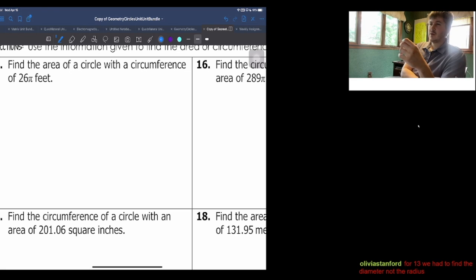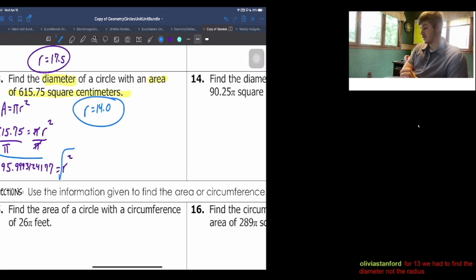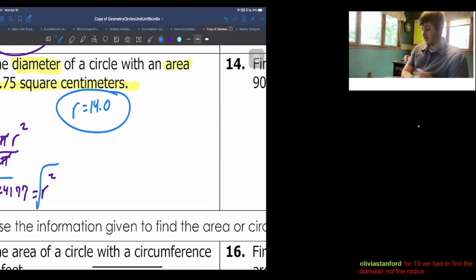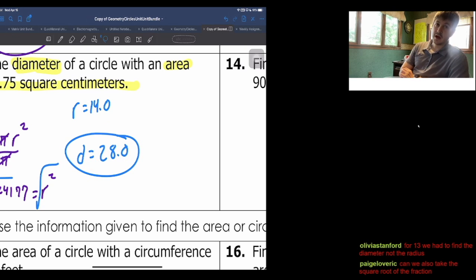For 13, we had to find the diameter, not the radius. Oh, very good observation. We had to double that. So I did mention at the beginning of the problem, but even I had forgotten. So you're absolutely right. We do need to double that. Thank you.